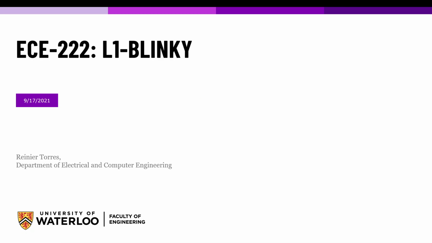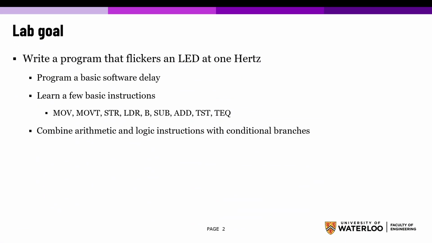Today I'm going to be presenting Lab 1 Blinky. Blinky is a very simple program. The main goal of the lab is to write a program that flickers an LED at 1 Hertz. So the LED is going to be on for 500 milliseconds and then off for another 500 milliseconds.